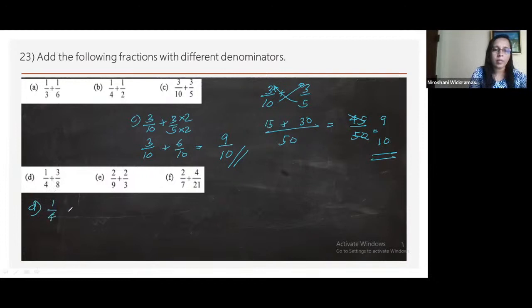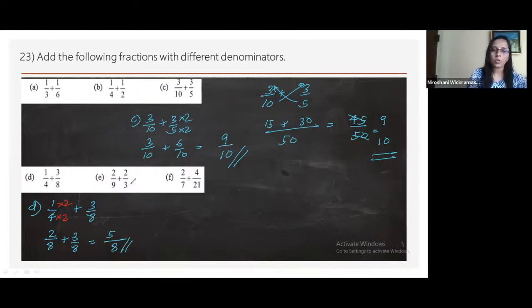1/4 plus 3/8. We can make the denominators equal. For that purpose, I will multiply. This is by 2. This is by 2. Then 1 times 2. 2/8 plus 3/8. Denominators are the same. 2 plus 3, 5/8.